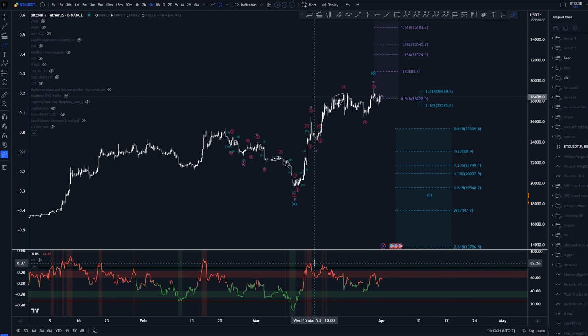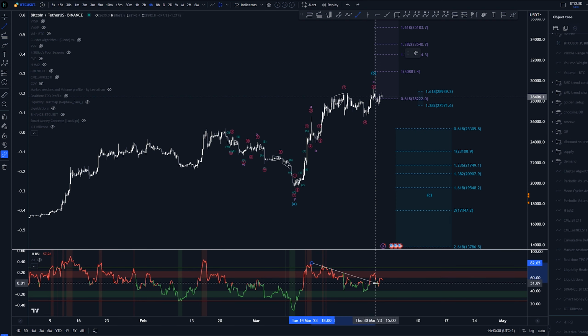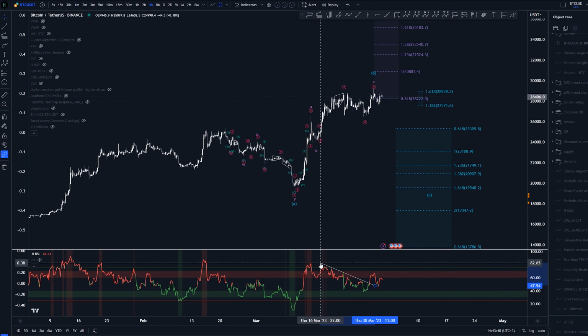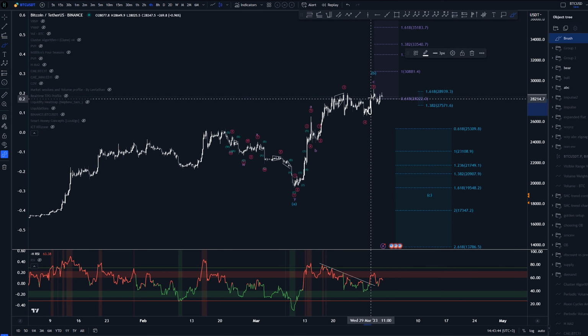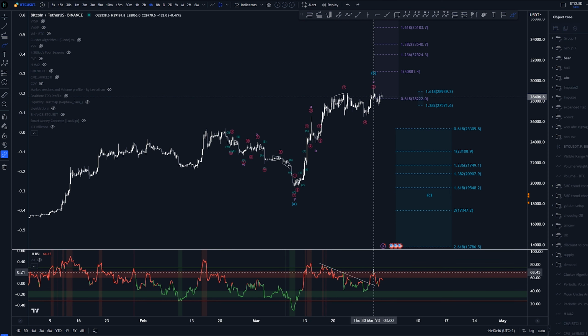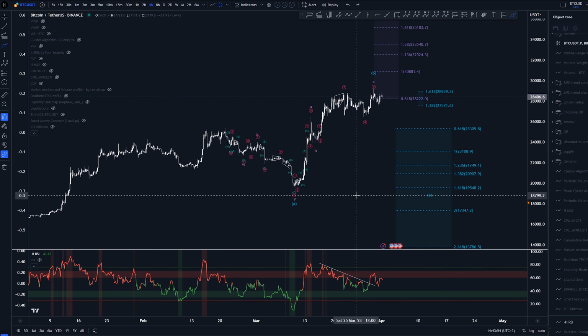Now we do still have these divergences playing around. We basically had this RSI trend line that was broken to the upside when we had this potential 5-way move upwards, and now there is some pressure at least to the downside. We're still having divergences from these highs over here in play.